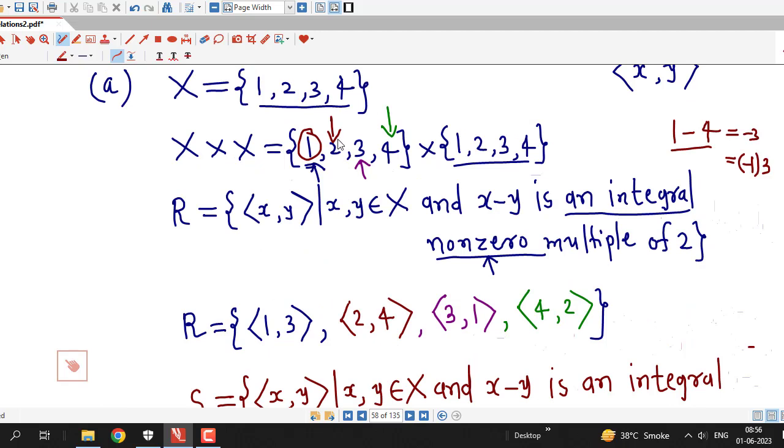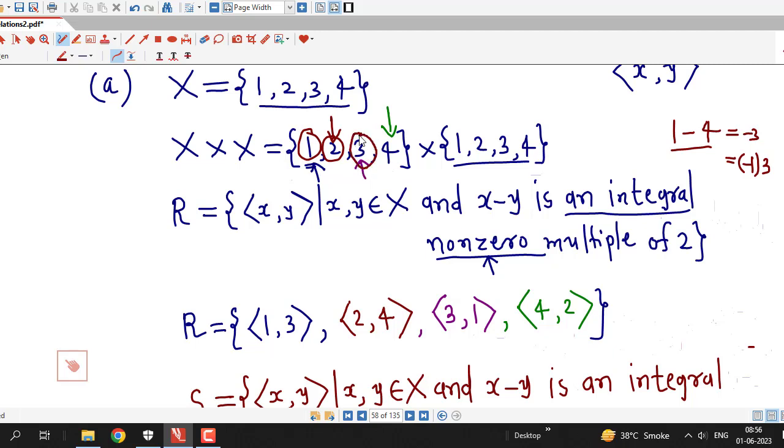Similarly, now I check for 2. 2, 1: 2 minus 1 is 1, not allowed. 2, 2: 0, not allowed. 2, 3: 2 minus 3 is minus 1, which is not a multiple of 3. Then 2, 4: the difference is minus 2, which is also not a multiple of 3.